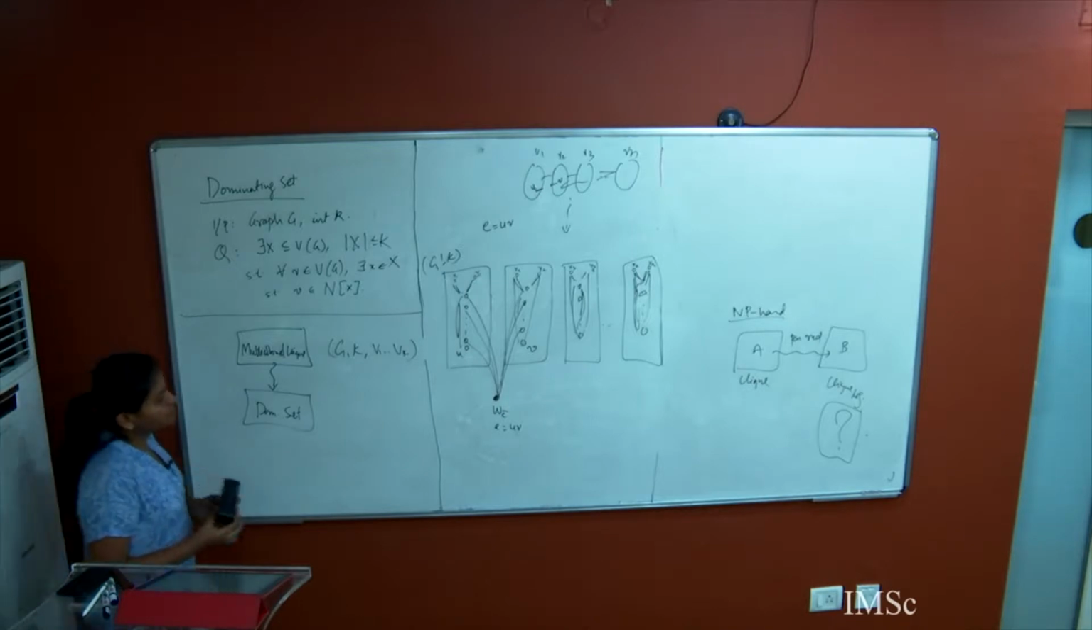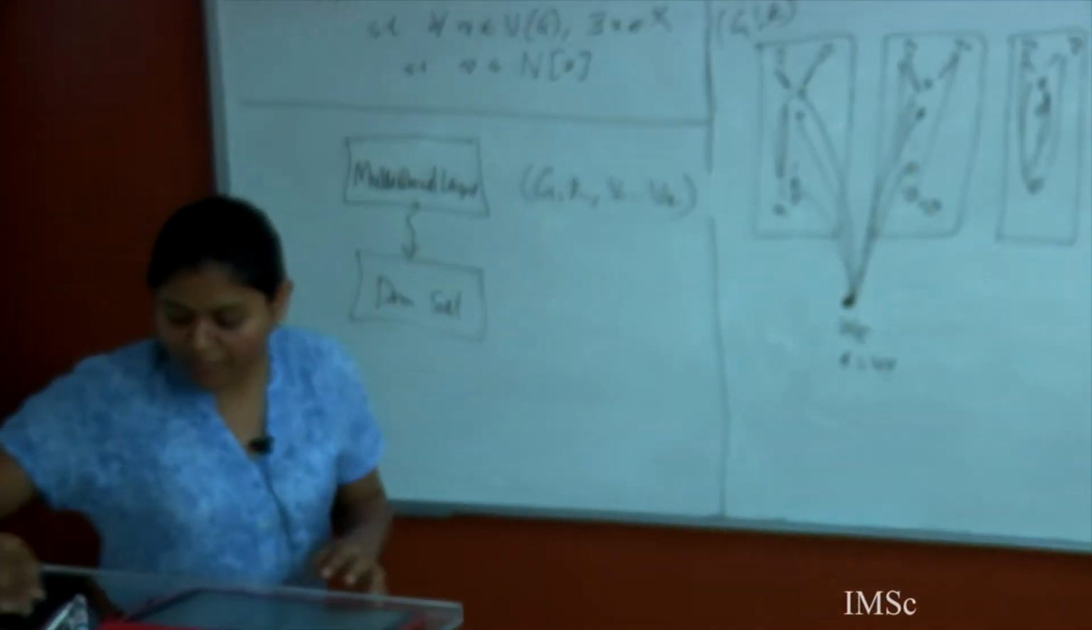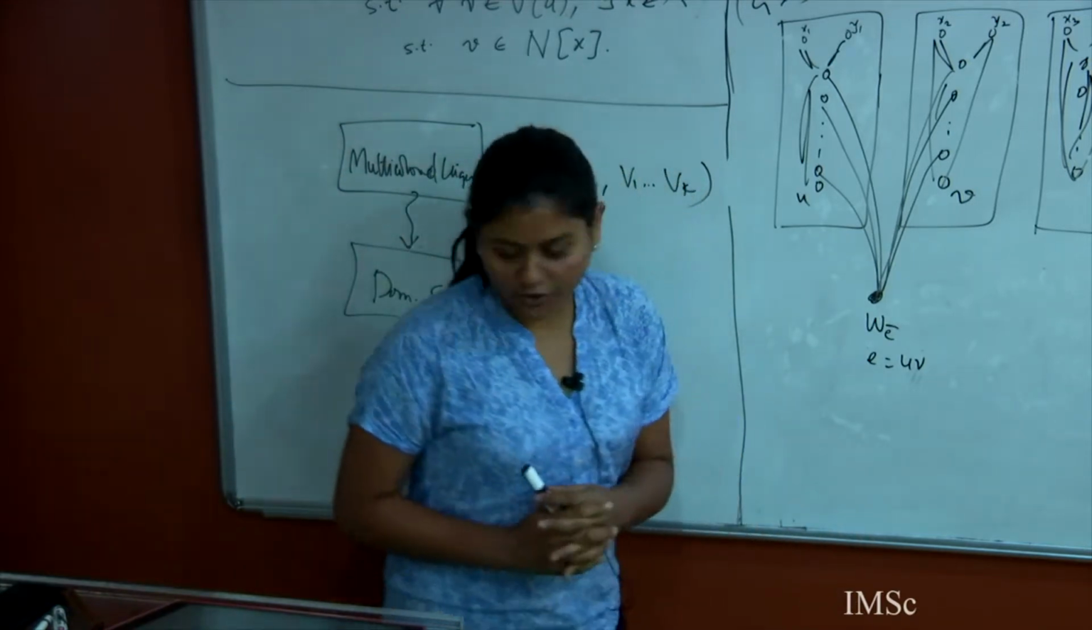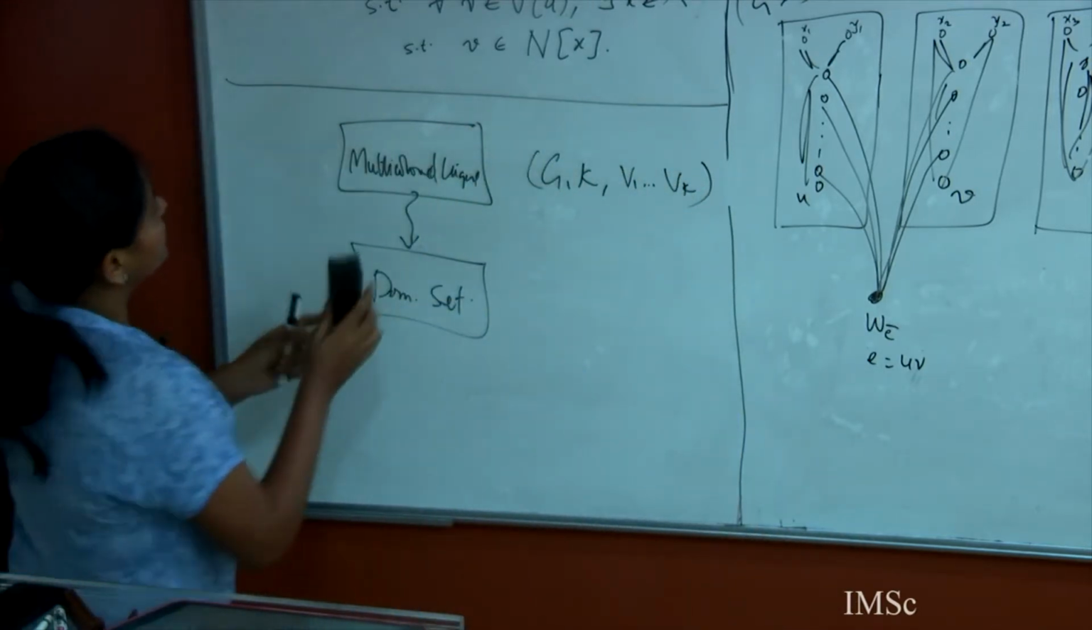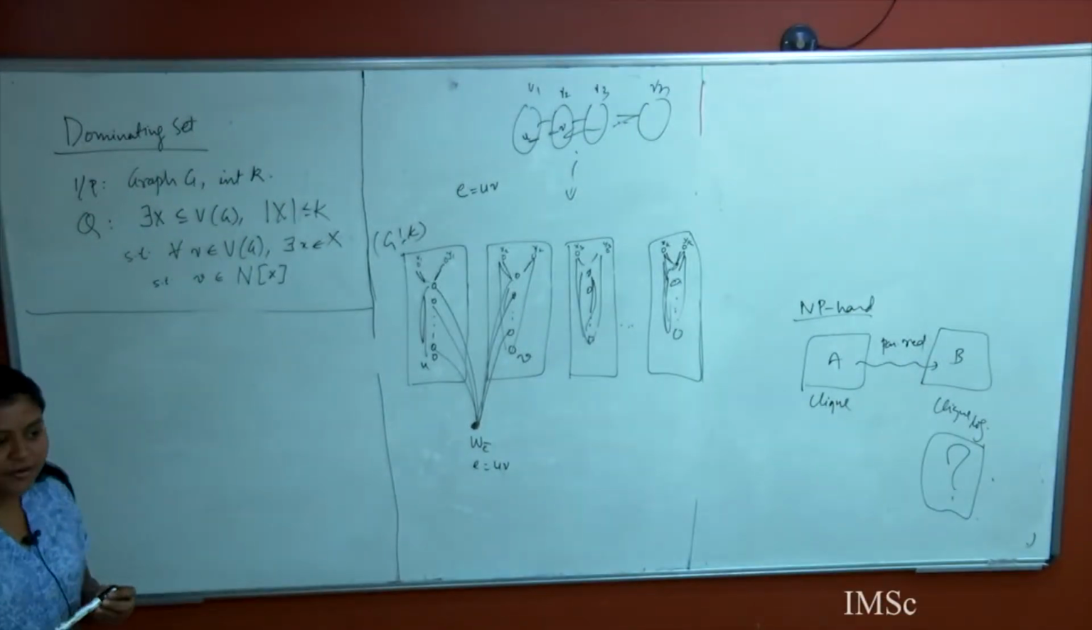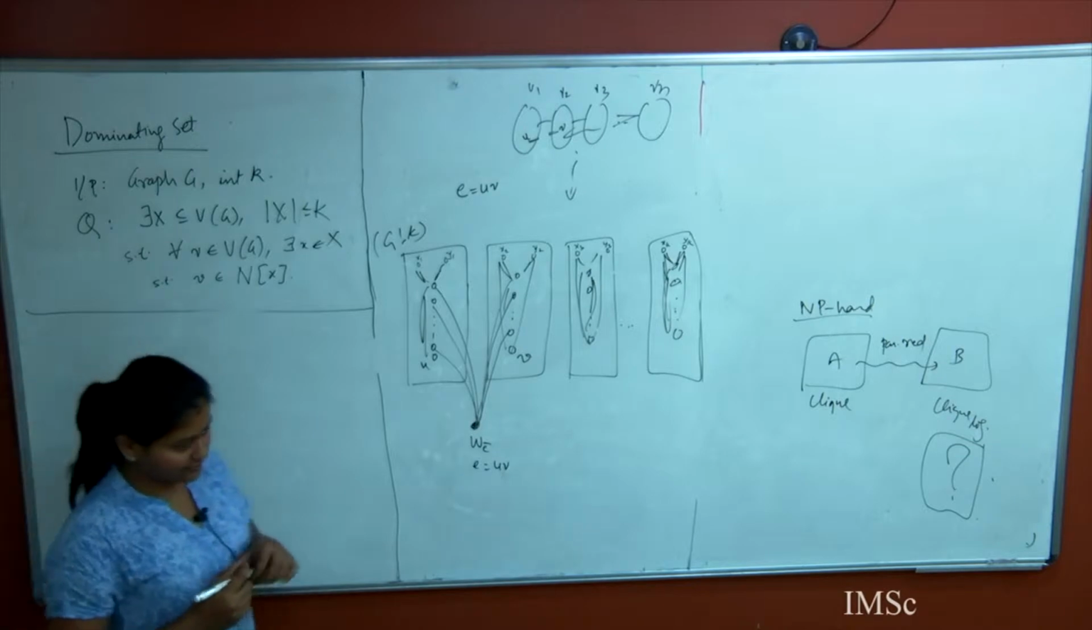Okay, so what we saw was that dominating set when parameterized by the solution size is W1 hat. So what about dominating set in directed graphs?